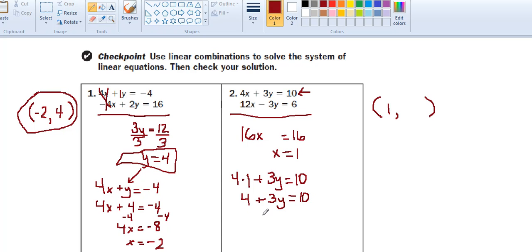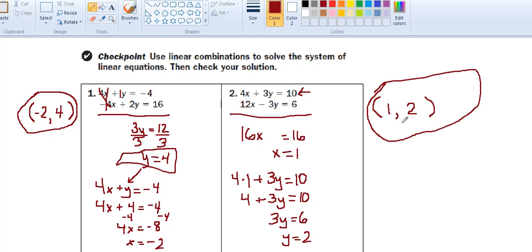Subtract 4 from each side. You're left with 3y equals positive 6. And then when you divide by 3 here, you divide by 3 here, you've got y equals 2. So the point right here, let's put the 2 where the y was. The point that is the solution for these two lines is 1, 2. X is 1, y is 2.